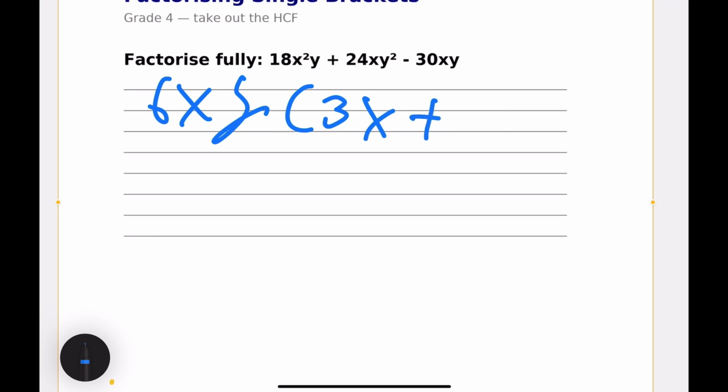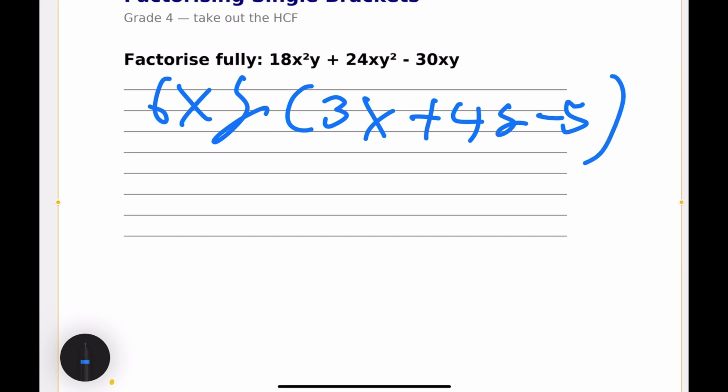So then we do 24 divided by 6, which is going to be 4. And then x divided by x is 1, so it cancels it out. y squared divided by y is y. And then negative 30 divided by 6 is going to be negative 5. And then x divided by x is 1, and y divided by y is 1, so that cancels it out. So the final answer would be 6xy outside the brackets, and then inside the brackets we would have 3x plus 4y minus 5. So again, we can expand this out to check it is correct.